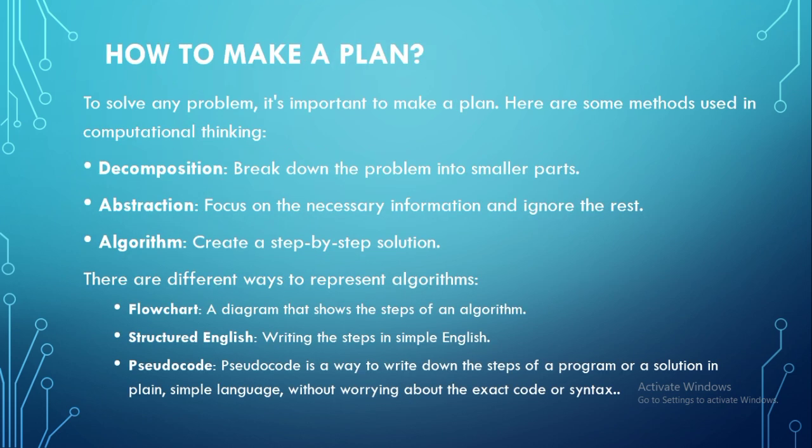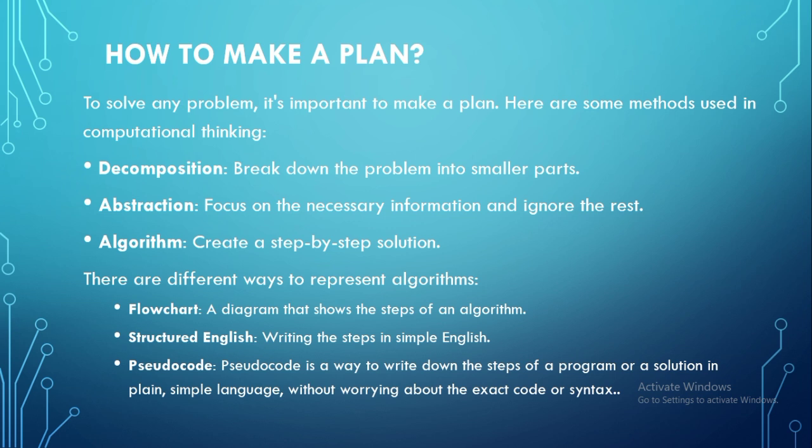To solve any problem, it's important to make a plan. Here are some methods used in computational thinking to make a plan. First is decomposition: break down the problem into smaller parts. The second is abstraction: focus on the necessary information and ignore the irrelevant information. The third is algorithm: create a step-by-step solution.